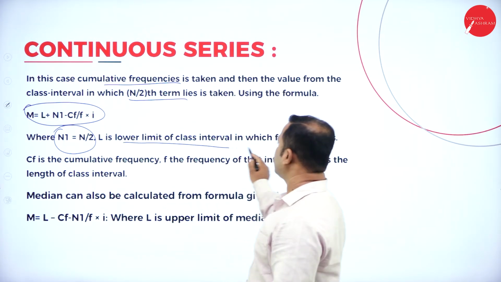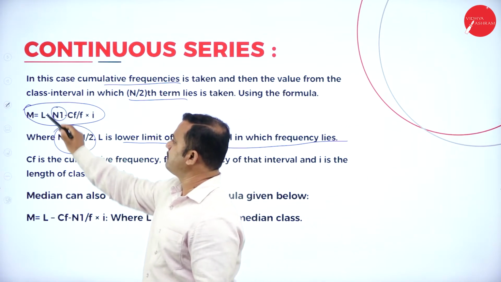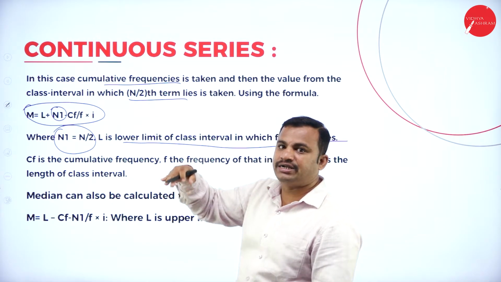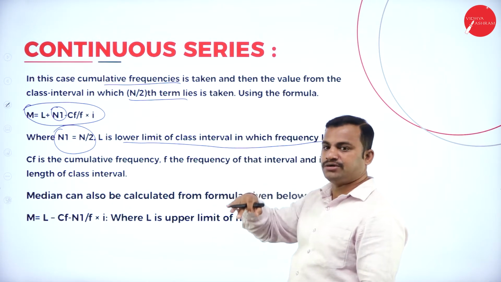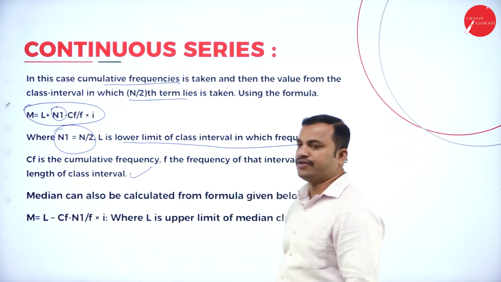n1 is the lower limit of the class interval in which the frequency lies. The cumulative frequency is already known to you: the previous term is added to the present term, then the present term is added to the next term, and so on. So we have the frequency and the cumulative frequency.